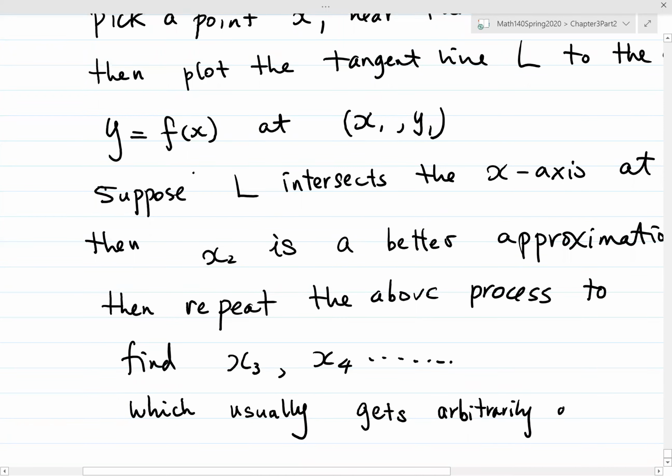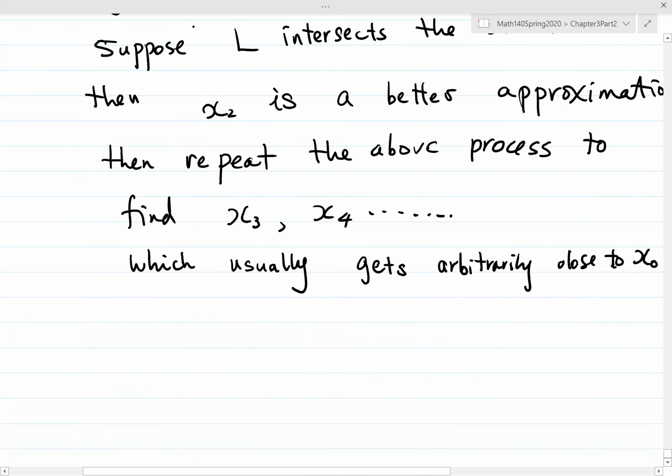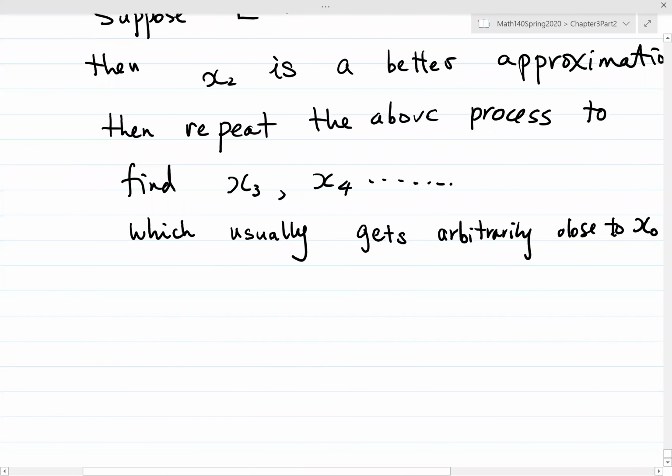Arbitrarily close to x0. Okay, so let's unravel the process.